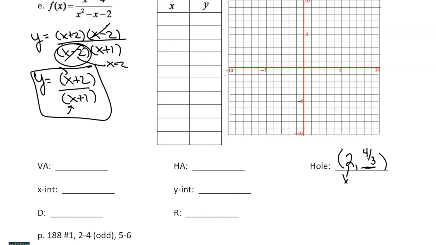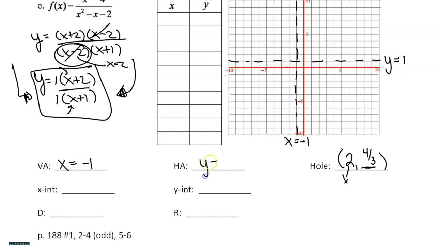And then in terms of looking at our asymptotes, we do have a vertical asymptote at x equals negative 1. And we have a horizontal asymptote. If you divide the leading coefficients by each other, and we look at this reduced form right here, you would have a horizontal asymptote at 1 divided by 1, at y equals 1. So x equals negative 1, y equals 1. And now we can fill in the rest.